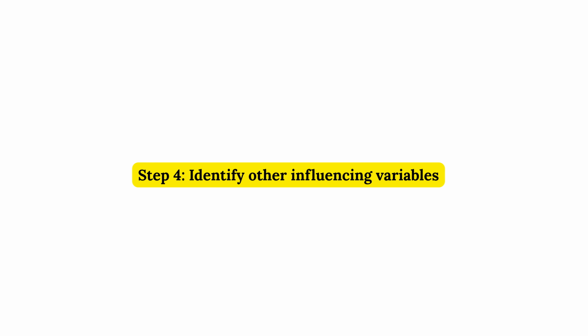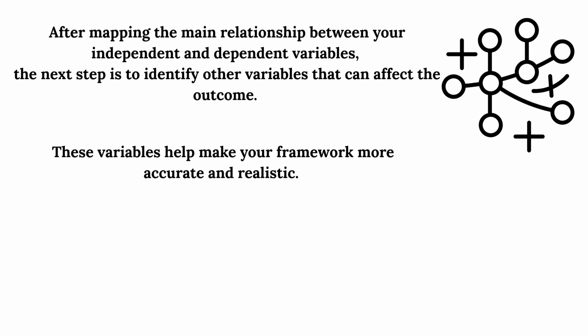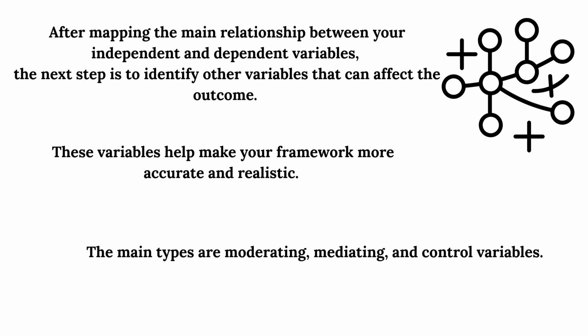Step 4. Identify other influencing variables. After mapping the main relationship between your independent and dependent variables, the next step is to identify other variables that can affect the outcome. These variables help make your framework more accurate and realistic. The main types are moderating, mediating, and control variables.